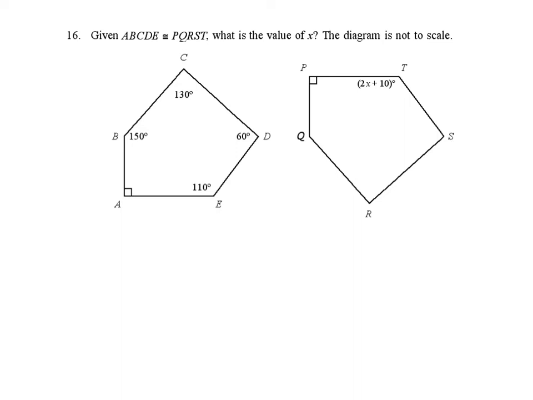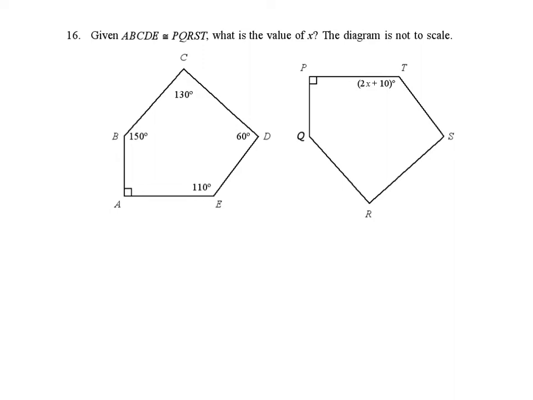All right, number 16 says, given ABCDE is congruent to PQRST, what is the value of X? Your diagram is not to scale. Again, this one, if your two things are congruent, whatever letters are in the same spot are going to be congruent. So we are looking for X.